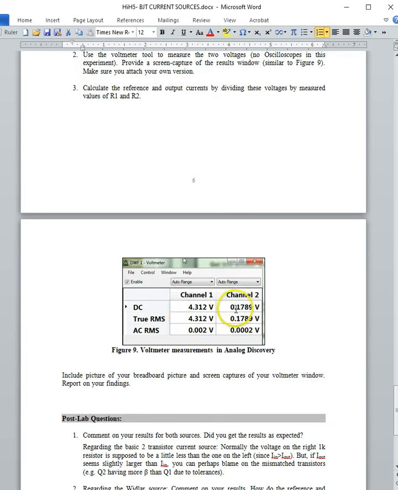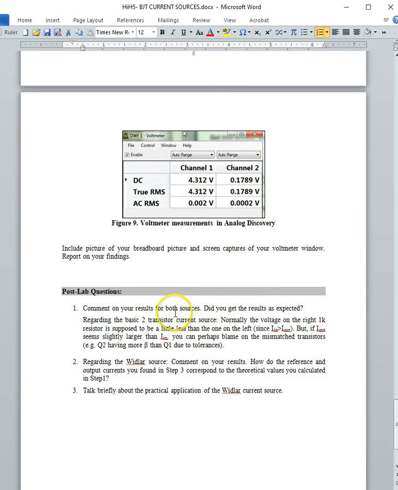And then you get to answer these questions at the end, which ask you to compare the simulation, hand calculation, and the measurement results and explain the differences.